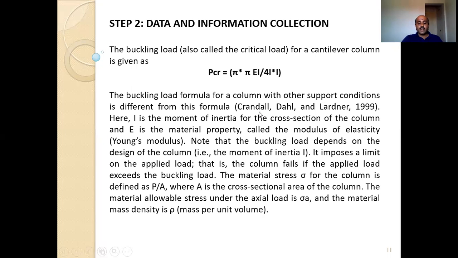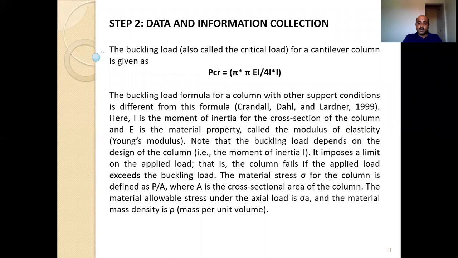The buckling load formula for a column with other support conditions has different end formulas. Here I is the moment of inertia of the cross section of the column and E is the material property, the modulus of elasticity. Note that the buckling load depends on the design of the column. It imposes a limit on the applied load: the column fails if the applied load exceeds the buckling load.